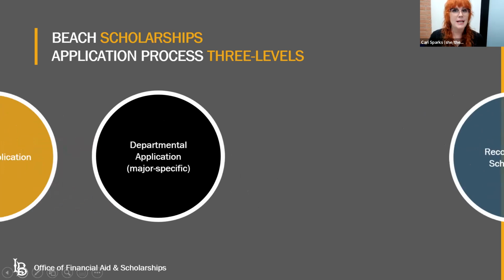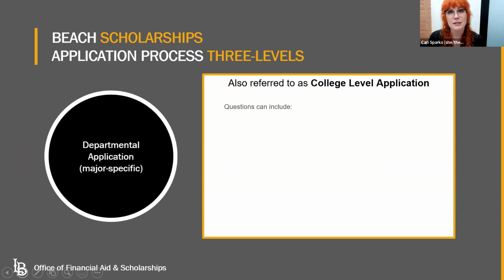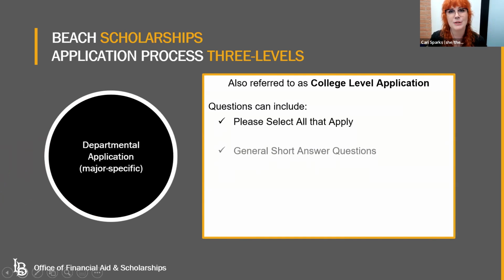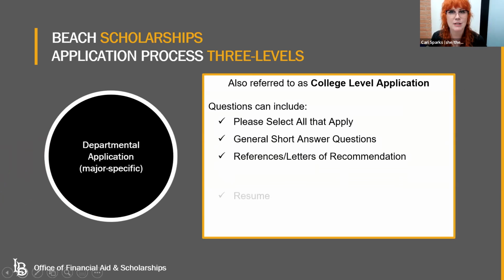So once you are done with that part, you will click finish and submit on the bottom right-hand side of that screen, and it will take you to the next application series, which is the departmental application. These are for students that have selected a major, right? So this is also referred to as the college level application. Questions vary on these. It really depends on what your student is majoring in. So they may need to select all that applies.